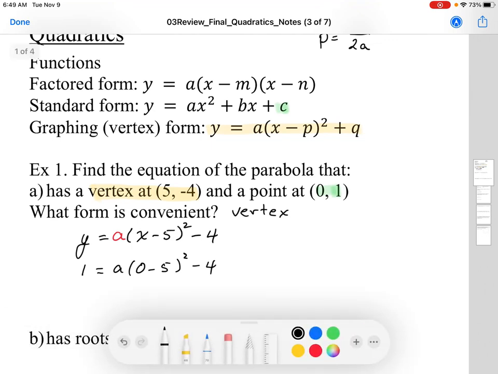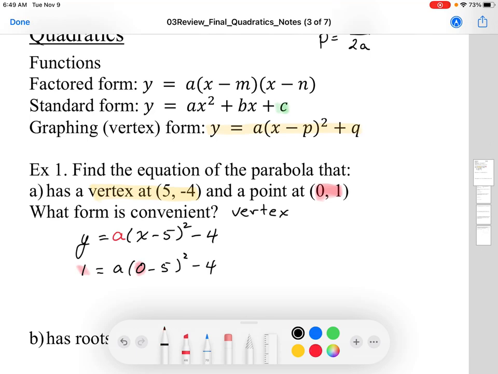That x and y have to go as a pair. The x here is 0 and the y is 1. That x and y pair have to be a pair in the equation.